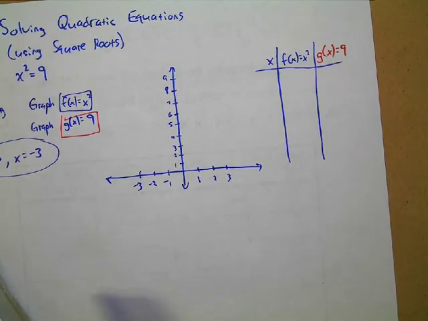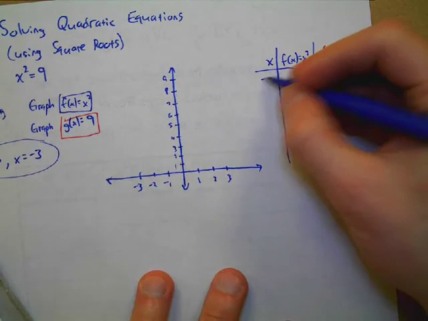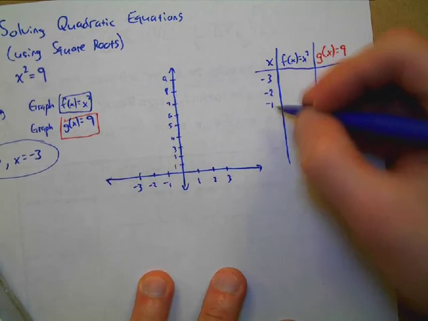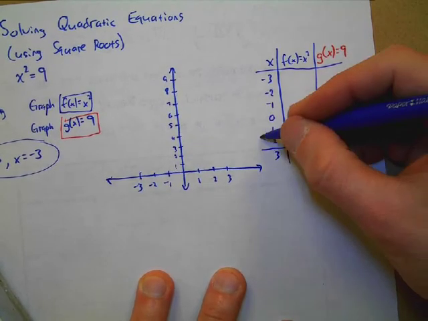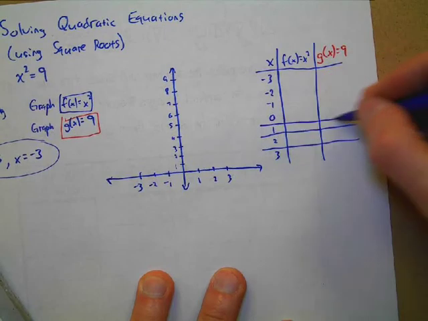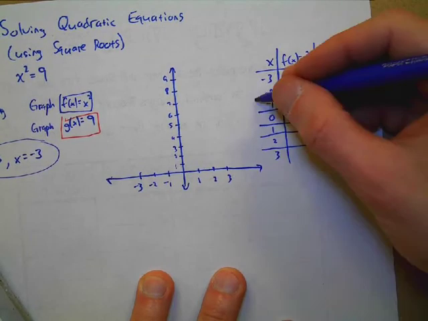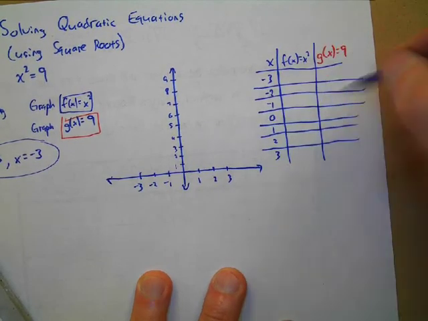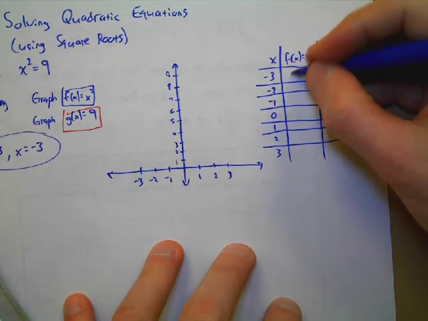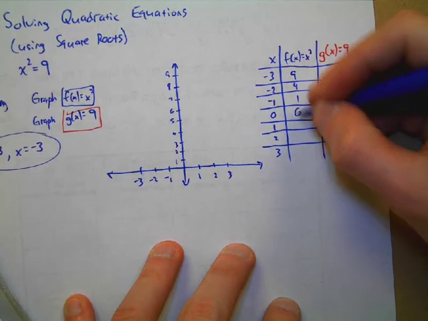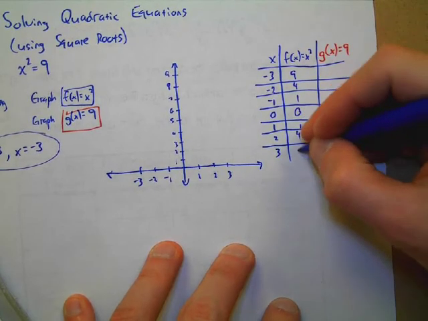Okay. So I'll pick some x values here. I'll go from -3 to 3. Okay, like so. And let's see here. So -3 squared will be 9, 4, 1, 0, 1, 4, and 9.